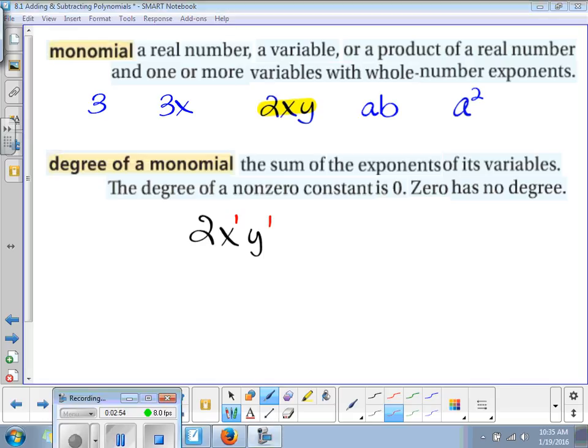The degree of a non-zero constant is 0. So for example here, 3, the degree of that is 0. The reason why: the definition says the sum of the exponents of its variables. Are there any variables in this term? No variables in the term 3, so it's to the degree 0. Okay? And of course, 0 is a special one, it has no degree.